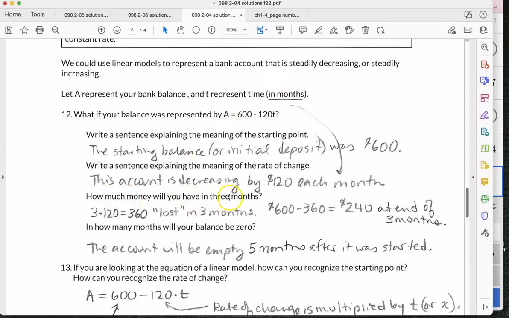How much money will you have in 3 months? Well, you can just figure that out by subtracting repeatedly. Or you could take 3 times 120 and figure out that you've lost or used up $360. So you can subtract to find out that you've got $240 left at the end of 3 months. And again, you can figure this out algebraically or otherwise, but the account will be empty 5 months after it started.